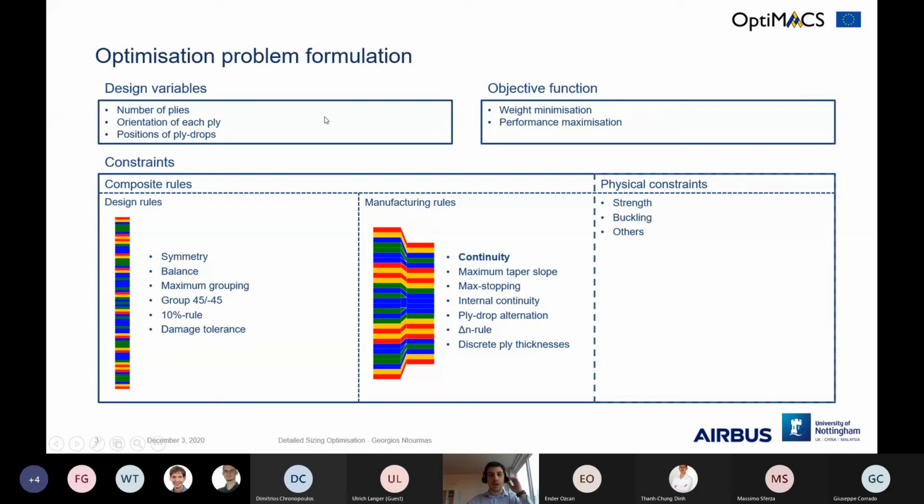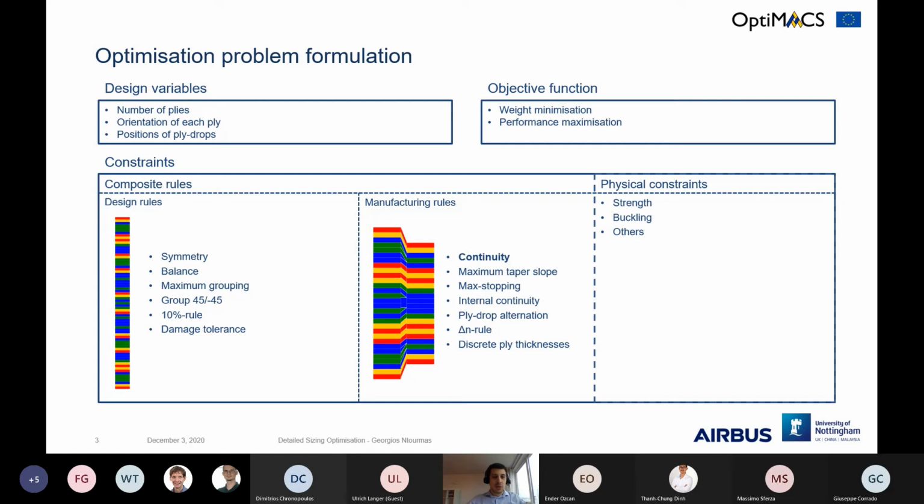So I was talking about the design variables of our problem, and we have physical constraints such as strength, buckling, eigenmodes, but the constraints which are of more importance for our problem are composite rules, and these are further divided into 2 subcategories. To begin with, these composite rules stem from engineering practice, we usually want to minimize some coupling effects or minimize some stress concentrations.